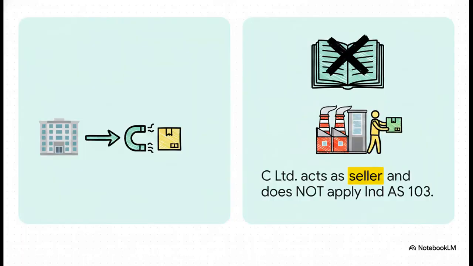Well, E Limited, as the transferee, is the one acting as the acquirer, obtaining control. So they absolutely apply Ind AS 103. But our focus today is C Limited. As the transferor, they're the seller, giving up control. Because they aren't acquiring anything, they do not apply Ind AS 103. Even though this is a transaction under common control, for C Limited, it's purely a sale, not a combination.